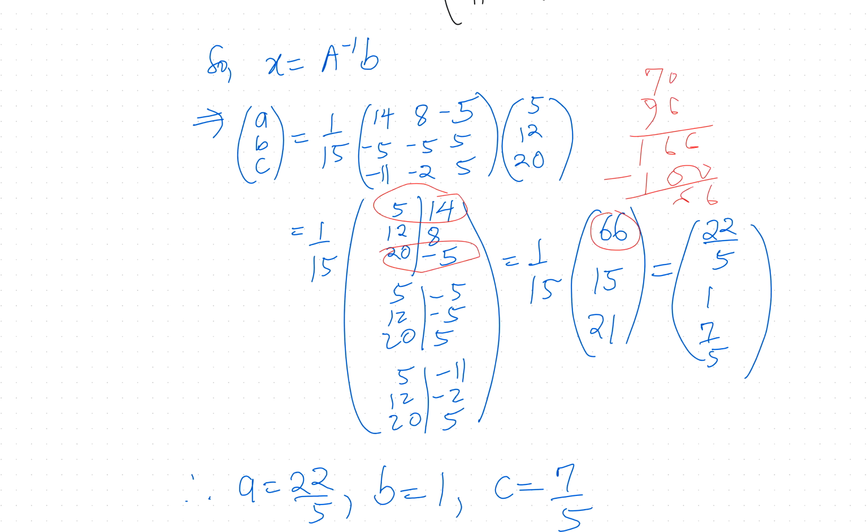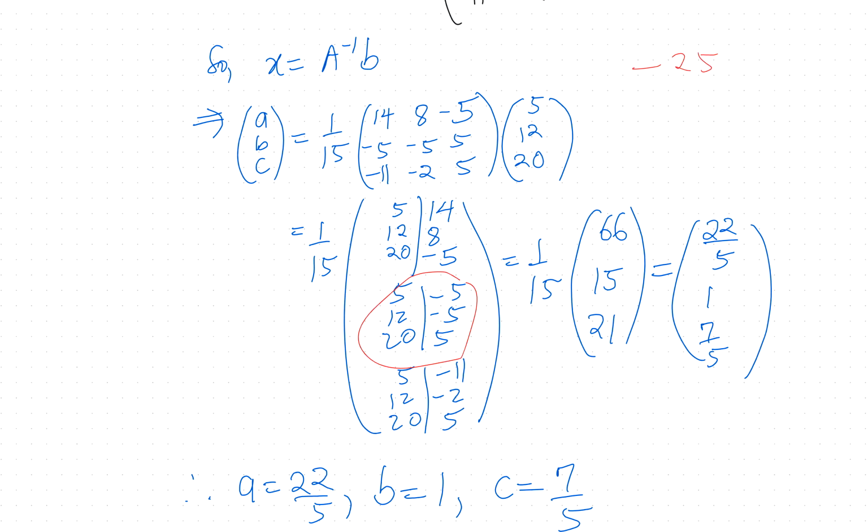Okay. So that done, you go to the next row, which is this. So you have minus 5 times 5, that's minus 25. 12 times minus 5, that's minus 60. So you have negative 85. All right. Then 20 times 5, that's plus 100. That's like 100 minus 85, that's 15. And that's why you have 15 here.